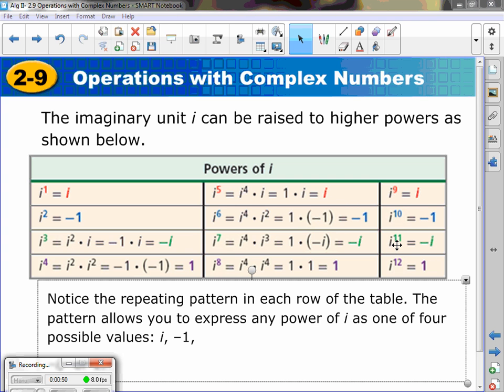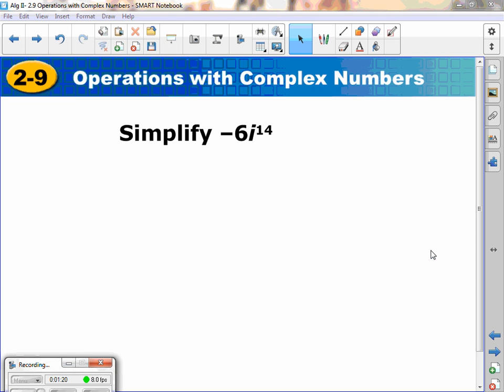If I look at i to the 11th, that means I have 5 i squareds in there plus 1 more. Well, if I have 5 i squareds, that means I have an odd number of i squareds. So I have an odd number of negative numbers. An odd number of negative numbers will give me a negative number. So I have negative, and then I had the 1 i left over.